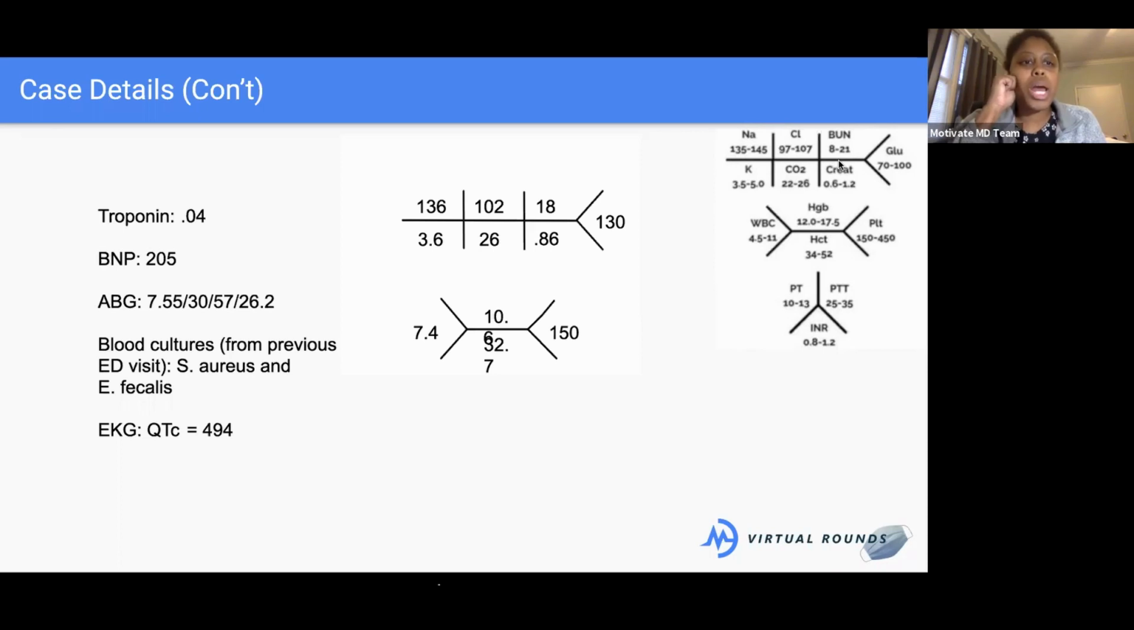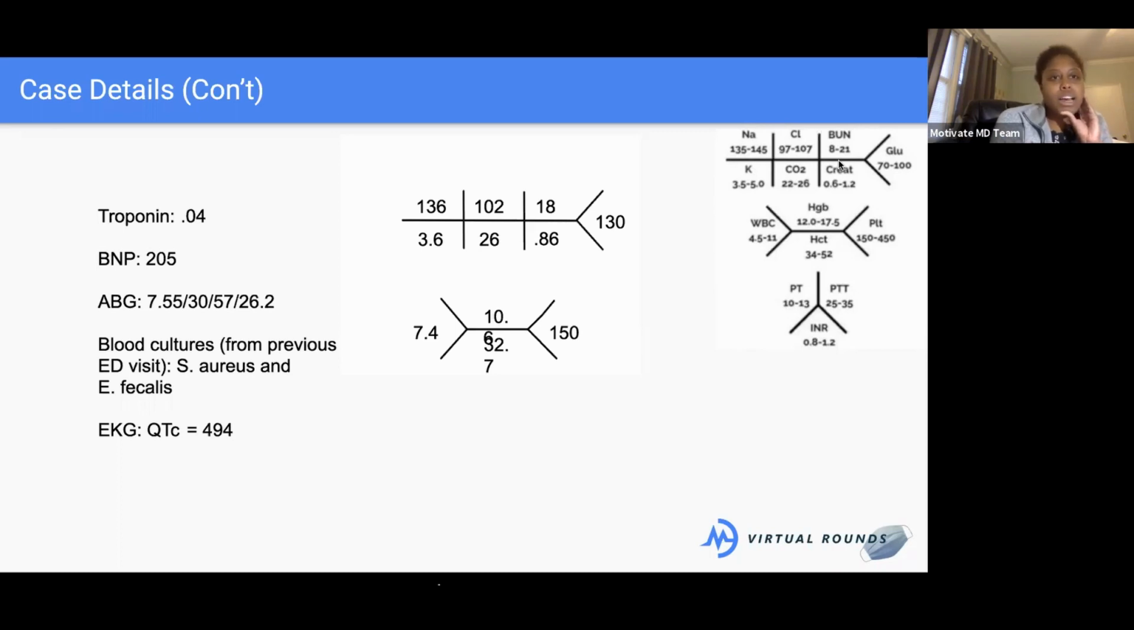Other notable labs for him, his troponin, which is an enzyme that we look for out of the heart that measures cardiac strain, was elevated. Each hospital has its own cutoff based off of the troponin they use. Our cutoff is anything greater than 0.02 is an elevation. His first troponin in our ED was 0.04. So that showed me that he had strain on his heart. His BNP, do people know what a BNP is? This is what we look for when assessing for heart failure or anything that is stretching out the heart. And his BNP was elevated.